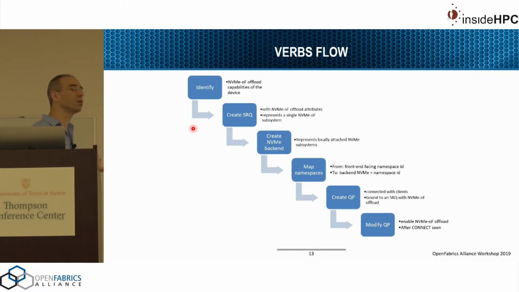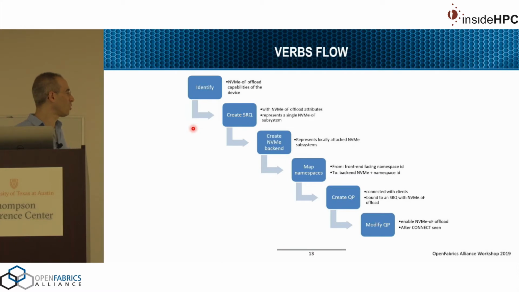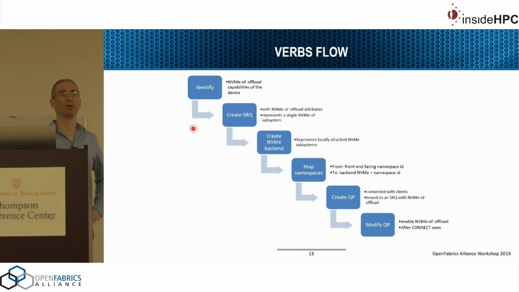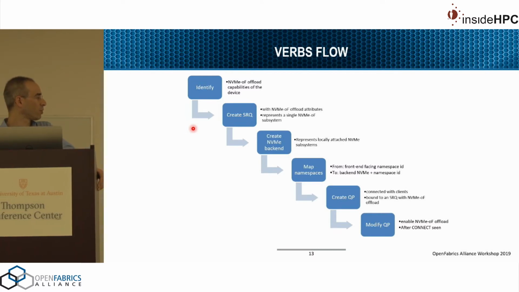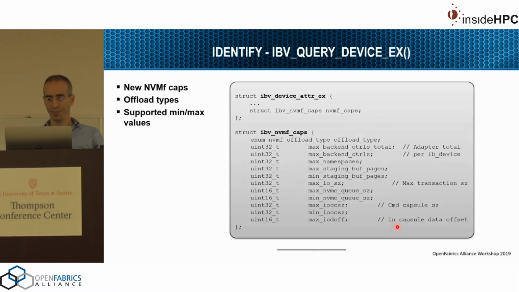So we create the QP associated with the SRQ, modify its state to a state where it is now offloading NVMe over Fabrics, and now we can run the NVMe-oF protocol in an offload fashion. So as you can see, we have software running, CPU running, for establishing those objects and associating them, and then for the data path, beyond the modify QP, it is all hardware flow.